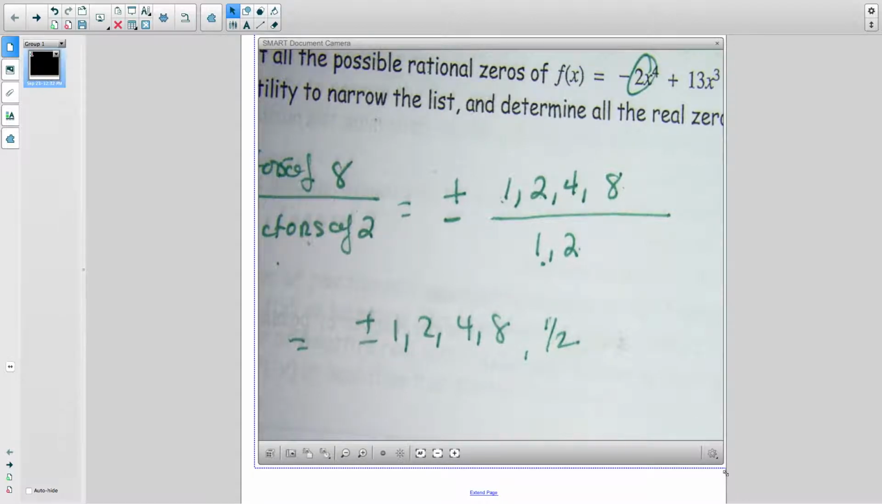Okay. Use your graphing utility to approximate the zeros for this one.